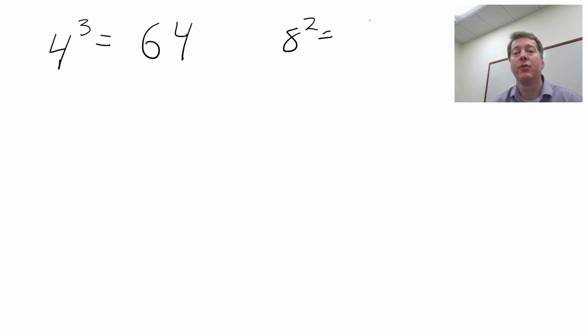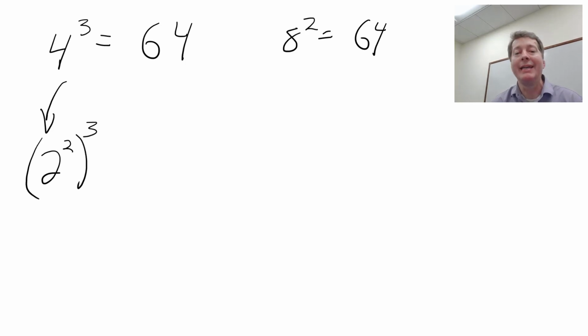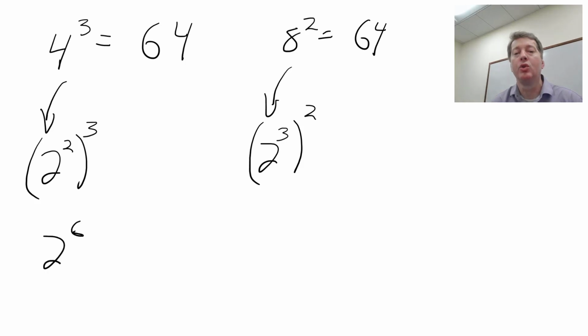With regard to squares and cubes, another nice thing to memorize, 4 cubed, 4 times 4 is 16, times 4 again is 64. 8 squared is also 64. Is that just a coincidence? Well, let's see. 4 is the same thing as 2 squared, so 2 squared cubed. 8 is the same thing as 2 cubed, so 2 cubed squared. Well, 2 squared cubed, you multiply, that's 2 to the 6th. 2 cubed squared, you multiply, that is 2 to the 6th. So both equal to 64.